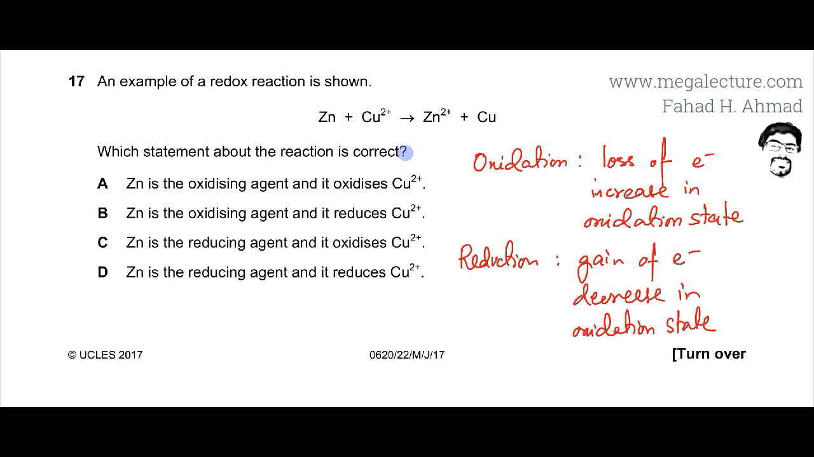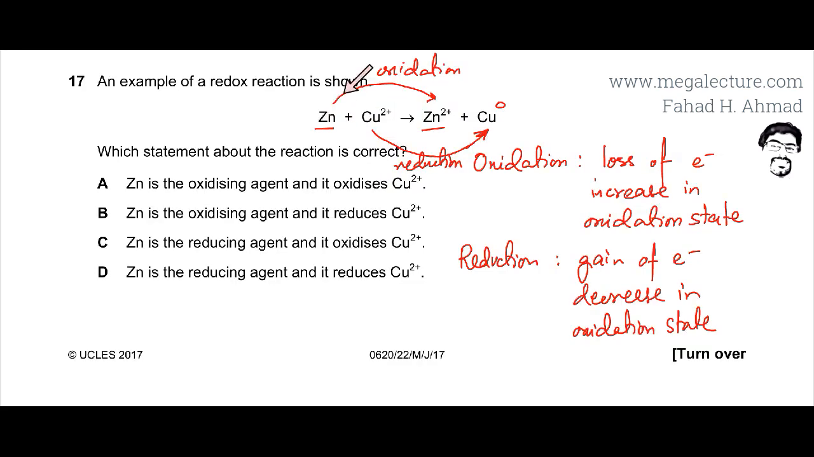So look at this reaction. Zinc goes from zinc to zinc 2 plus, which means that its positive charge is increasing. That means it lost electrons, it's undergoing oxidation. Copper 2 plus is gaining electrons to form copper. Its oxidation state was plus 2 and now it became 0. So it's gaining electrons, so that part is going to be reduction. So zinc is getting oxidized, copper 2 plus is getting reduced.